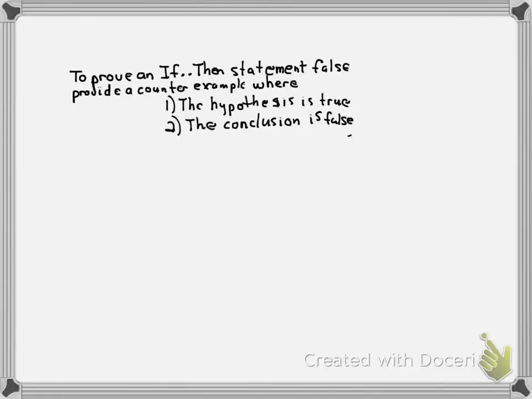We're going to be looking at the truth value of if-then statements. To prove an if-then false, you need to provide a counterexample where the hypothesis, the if part, is true, but the conclusion, the then part, is false. This is the only way to prove an if-then false. Don't try to reason beyond what that says.